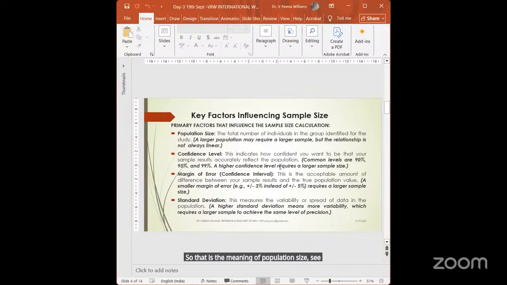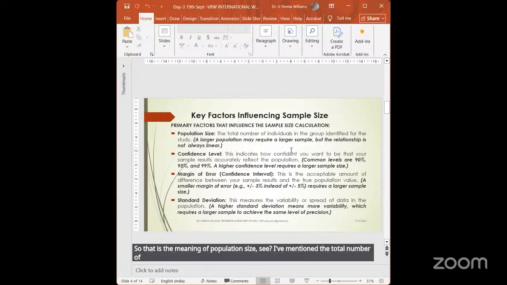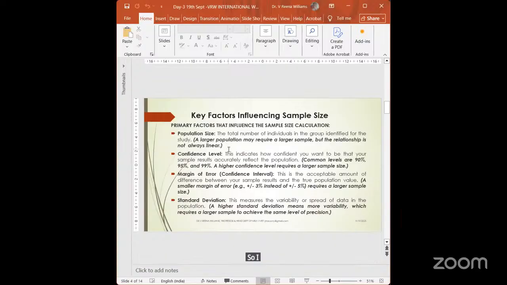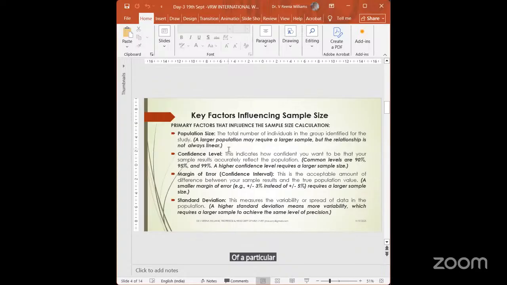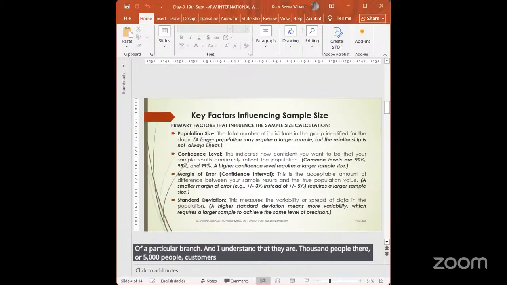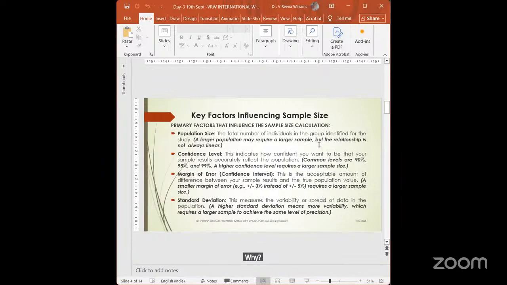The population size is the total number of individuals in the group identified for the study. So I've identified a study, to collect feedback from customers of a particular branch of a bank, and I understand that there are 1,000 or 5,000 customers. A larger population may require a larger sample. Why? If it is 1,000 people, I can't go with 50 people, I can't go with 30. I'll have to go with a larger sample so that I can get proper results.